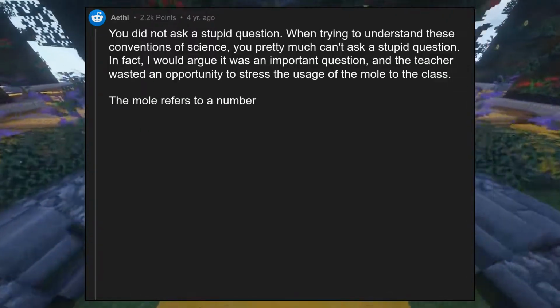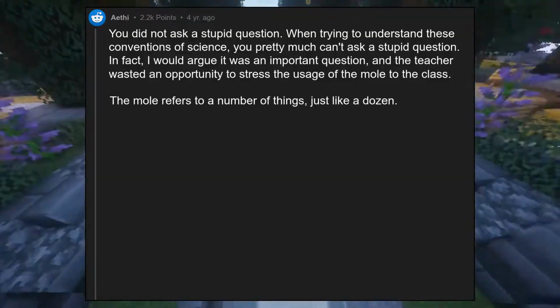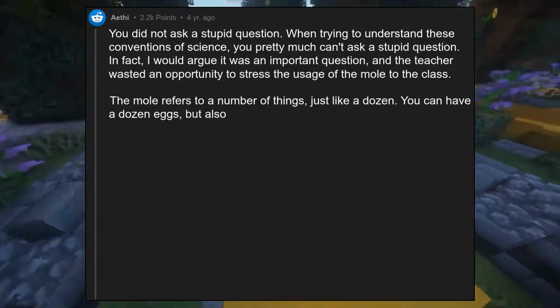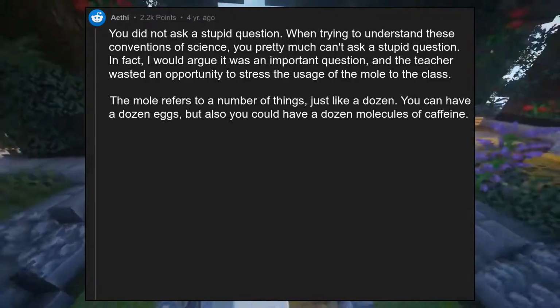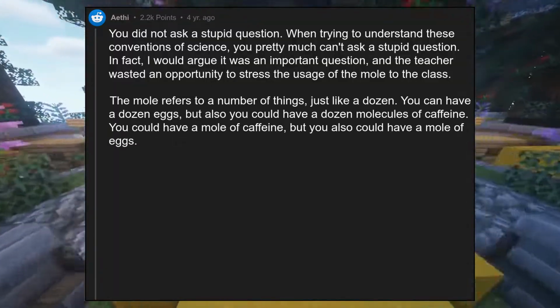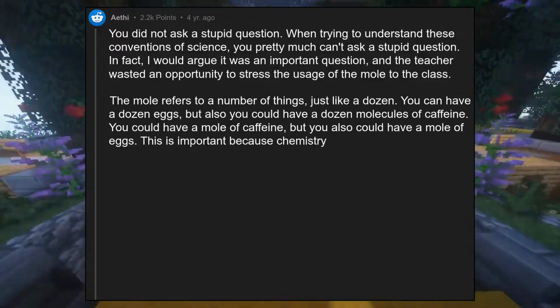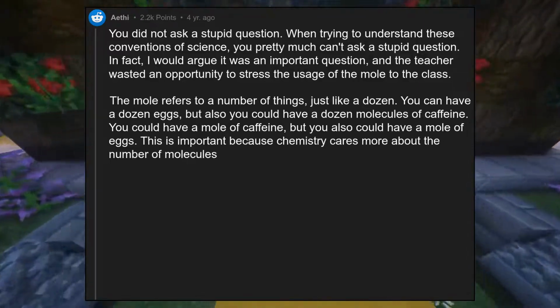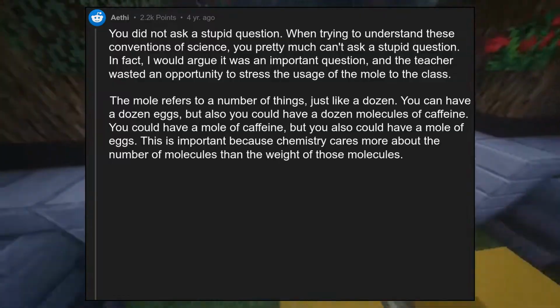The mole refers to a number of things, just like a dozen. You can have a dozen eggs, but also you could have a dozen molecules of caffeine. You could have a mole of caffeine, but you also could have a mole of eggs. This is important because chemistry cares more about the number of molecules than the weight of those molecules.